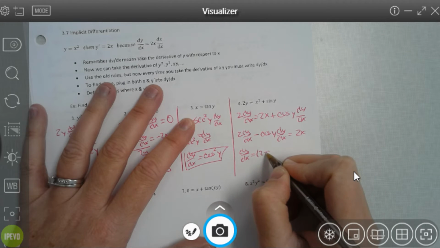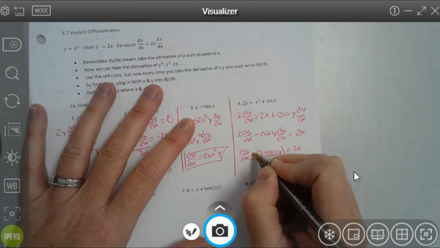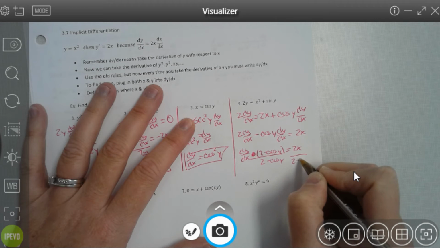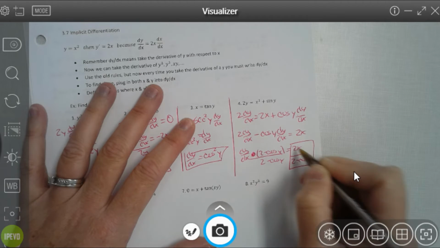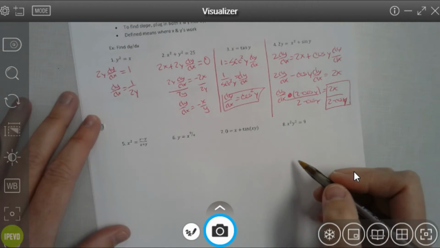So you have 2 minus cosine of y times dy over dx equals 2x. And then divide that over. So the derivative is dy over dx equals 2x over 2 minus cosine y.